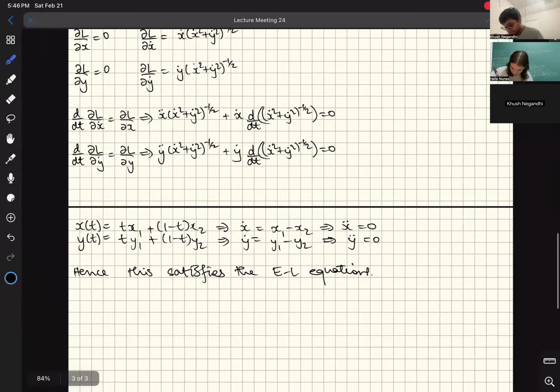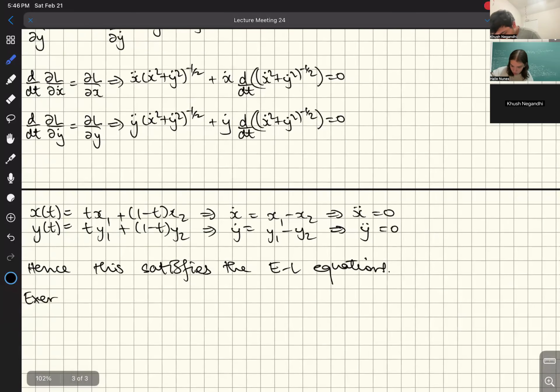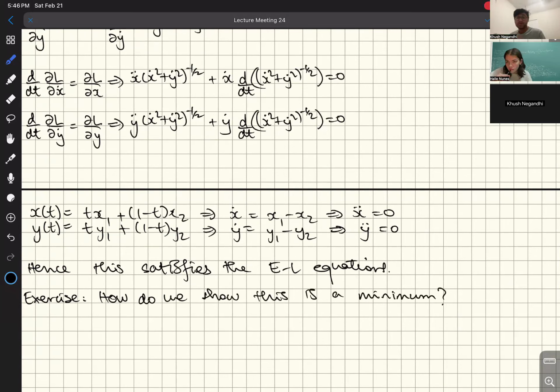Now I will leave as an exercise how to show that this is actually a minimum, because the Euler-Lagrange equations actually just guarantee that it extremizes the action. So for all we know, we could have maximized this length function instead of minimizing it. So how do we actually check that it's a minimum? I will outline a proof in the next problem sheet.